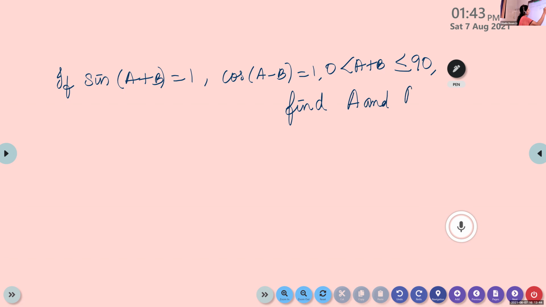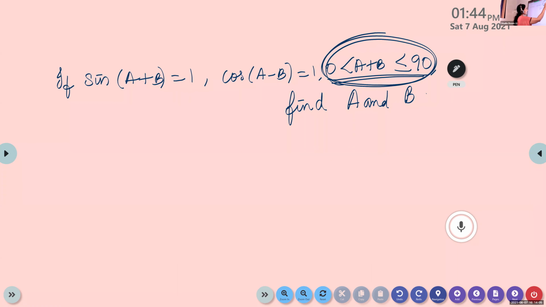Find a and b. Sine of a plus b is 1. Cos of a minus b is 1. Find a plus b. Find a and b.